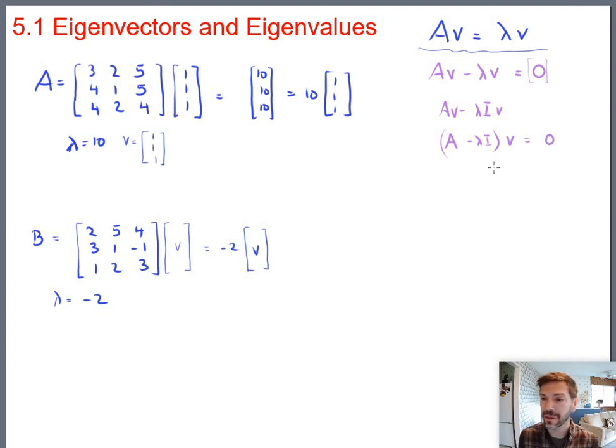equals 0. So really, I'm trying to solve for v, right? That was the whole point. That's why we're moving things to one side and factoring, so we can just get 1v instead of 2. Notice that A, whatever that's going to be, minus lambda I. What does lambda I look like? It looks like, in our case, -2 times I. But in general, it's going to look like lambda times an I.